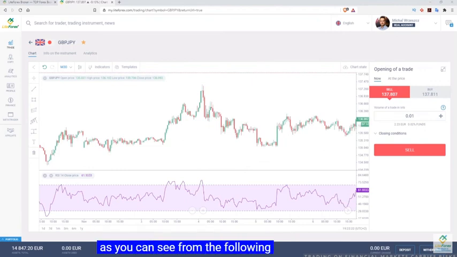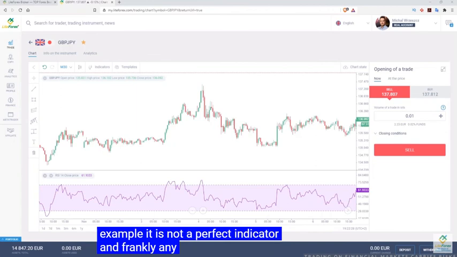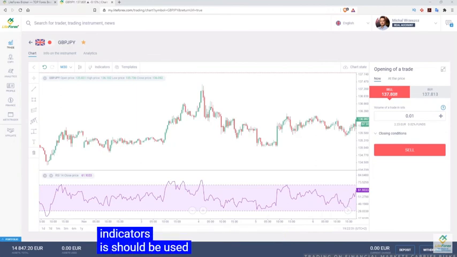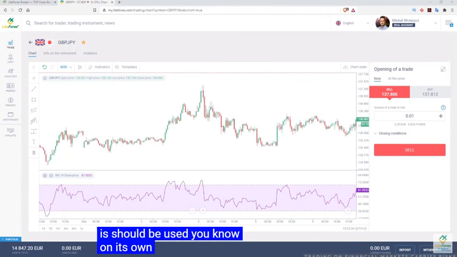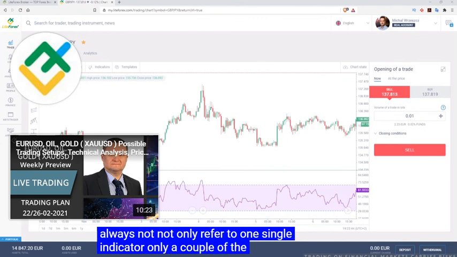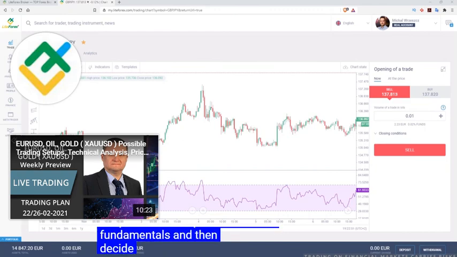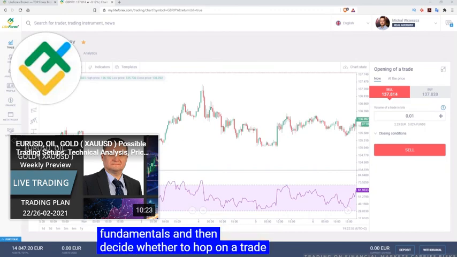As you can see from the following example, it is not a perfect indicator, and frankly none of the most popular indicators should be used on its own. I would highly recommend you always double check your trades, and not refer to only one single indicator, but a couple of indicators. You need to check also the patterns, chart patterns, and the fundamentals, and then decide whether to hop on a trade or not.